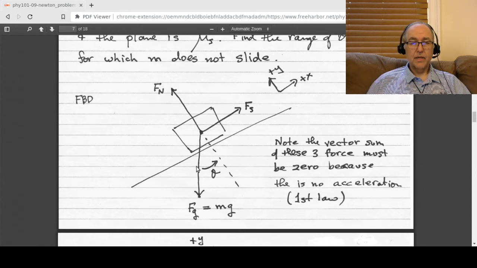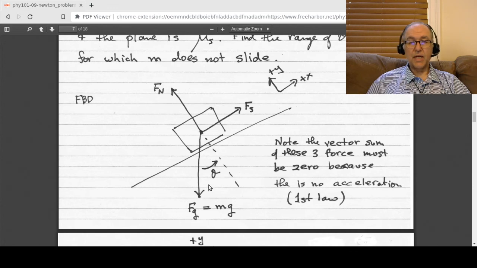I've got my block. It's on an inclined plane, okay? There is a normal force. Well, let's start with gravity. There's gravity straight down at an angle theta to the y-axis. There is a normal force, which is perpendicular to the plane, and then there is a static friction force up the inclined plane, okay? So there are the three forces.